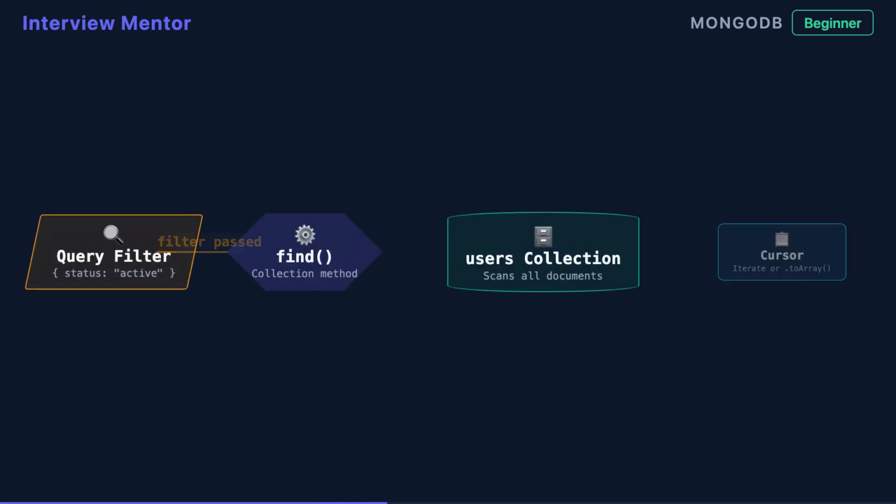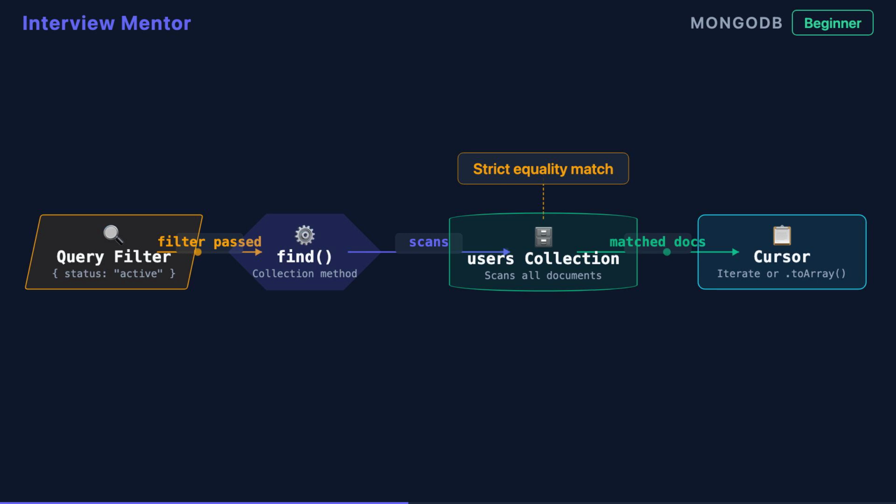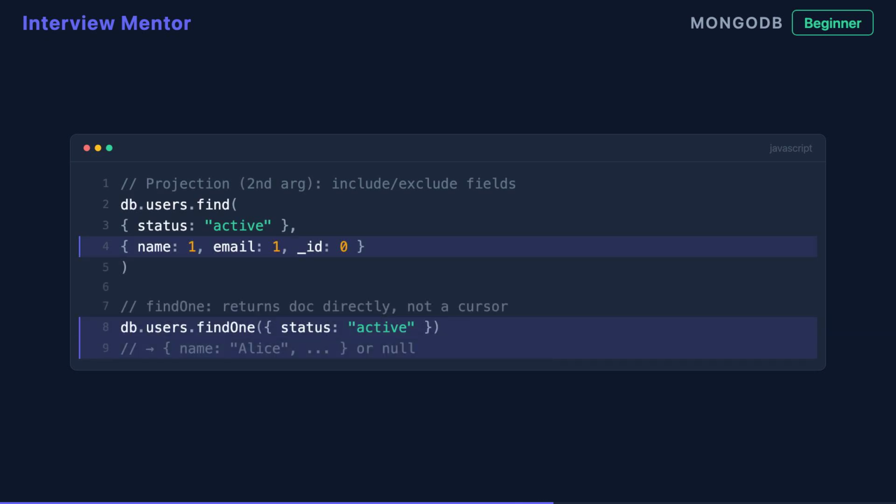This is a strict equality match. MongoDB only returns documents where the field's value is exactly equal to what you specified. The return value is a cursor, not a raw array. In the shell, results print automatically, but in application code you iterate the cursor or call toArray to access the documents.